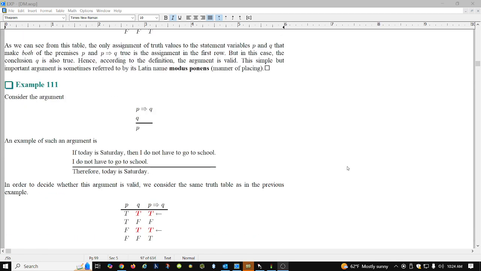Let's look at another argument. P implies Q, Q therefore P. Example: if today is Saturday, then I don't have to go to school. I don't have to go to school, therefore today is Saturday. Give that some thought until it is obvious to you that this is invalid. After all, I don't have to go to school on Sunday.